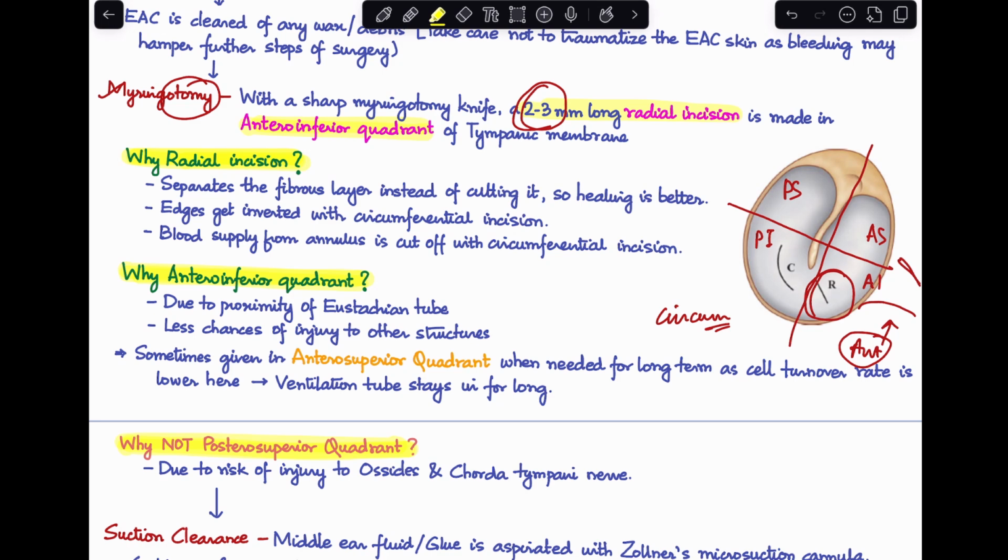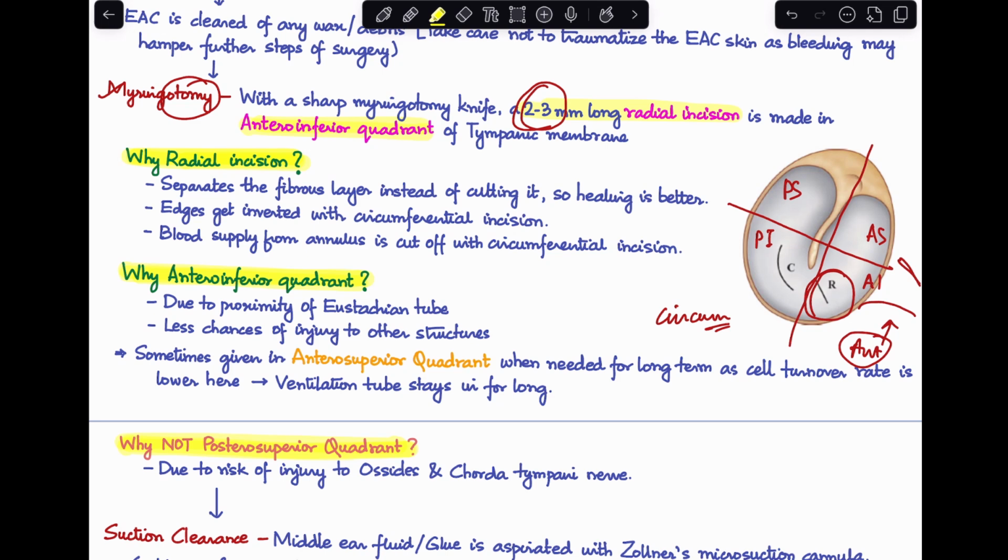That's because the anterosuperior quadrant has cells which have a very low turnover rate. That means in long term cases where you have to put a grommet for a very long period of time, we'll prefer this quadrant because the cell turnover being lower here, the ventilation tube will stay in place for longer. It will not get naturally extruded out fast. So, in cases where we need it for long term, the anterosuperior quadrant is also an option.